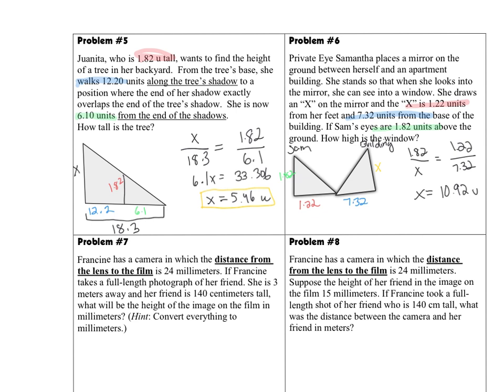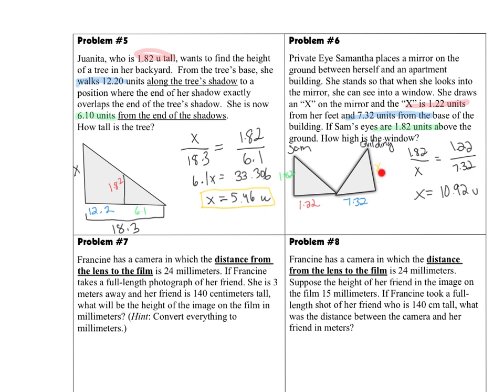If we look here, then from the mirror to the base of the building is 7.32 units. That's right here. Samantha's eyes are 1.8 units above the ground. So what we're thinking is she is here and she's trying to look over here, and we're looking to see how high the building is.